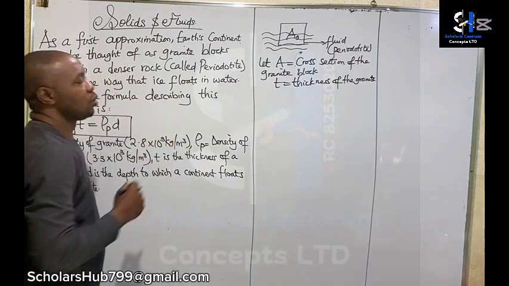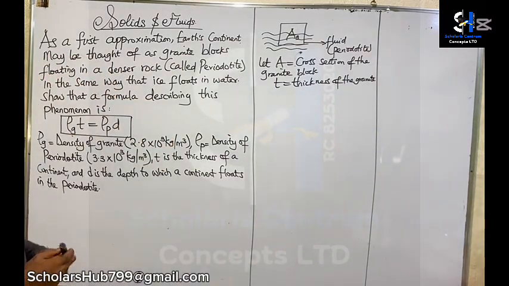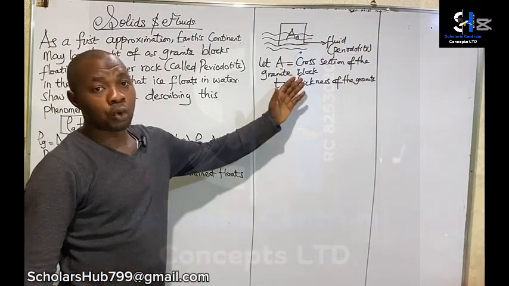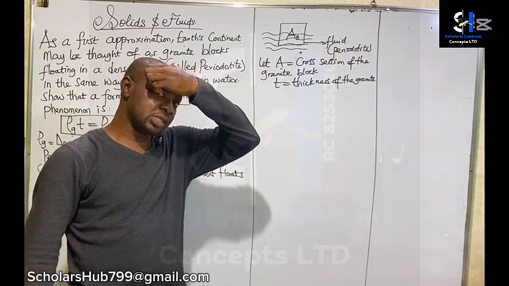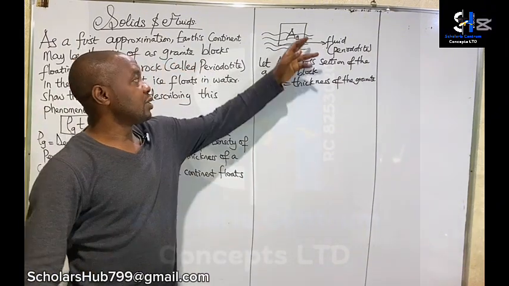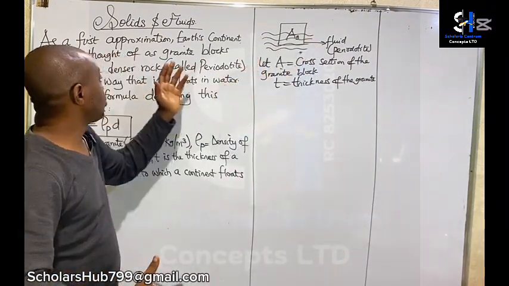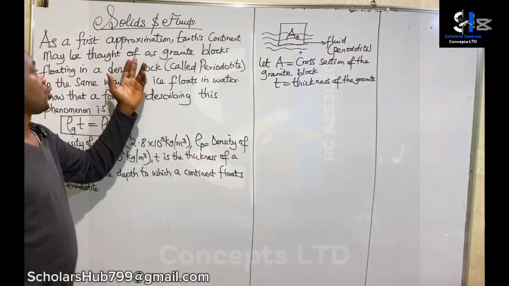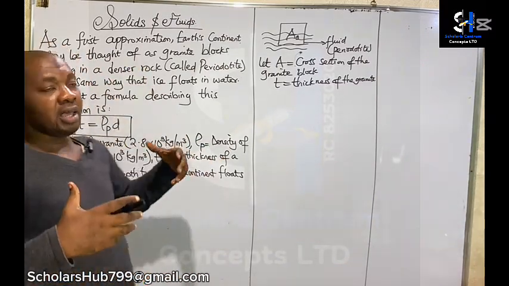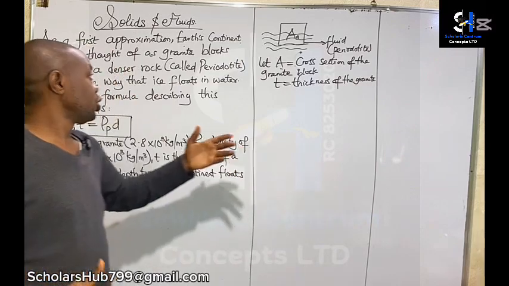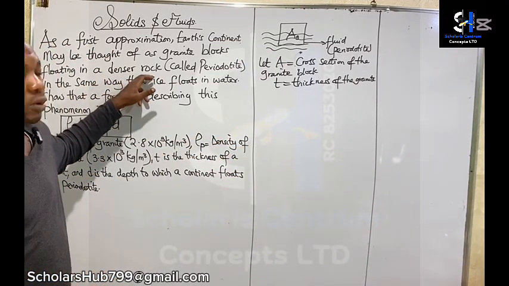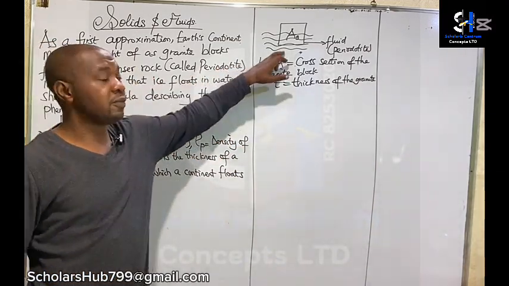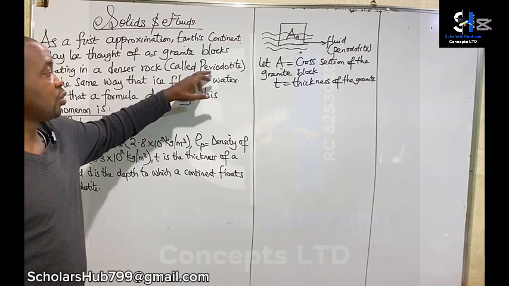Let T be equal to the what? The thickness of the granite. So like I said, we have a column of granite floating in a what? In a fluid. Now the granite, according to the question, is thought of as one of Earth's continents floating in a denser rock. So the denser rock is the what? The fluid. The denser rock is what we call the peridotite.